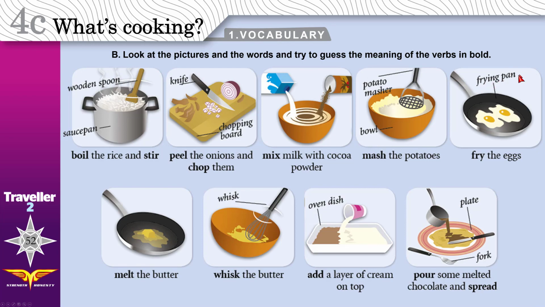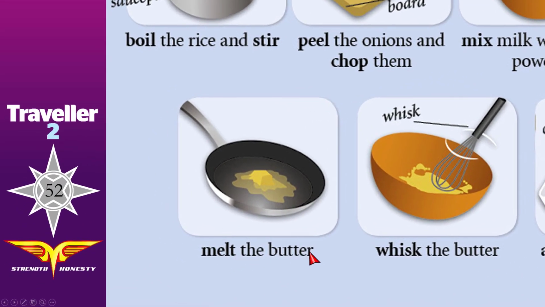Frying pan. Melt the butter. When you make something melt, you transform it from solid into liquid, like water. Butter is a fatty dairy product. Butter. Whisk the butter. Whisk means mix quickly using a whisk. This thing is a whisk. It's a noun. The same pronunciation as this. This is the whisk. I am whisking the butter.